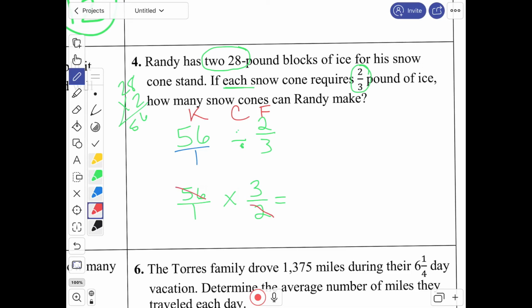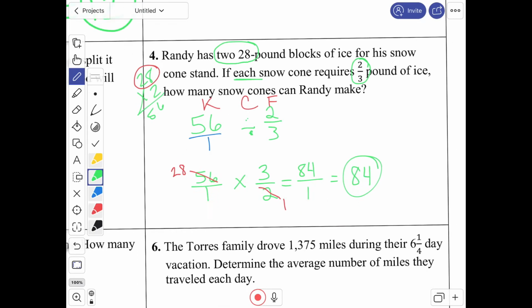Now I know I can simplify. 56 and 2, they're both even, so 2 divided by 2 is 1, and 56 divided by 2 is 28. And then we can go straight across. 28 times 3 is 84, and 1 times 1 is 1. And any number over 1 is just itself.